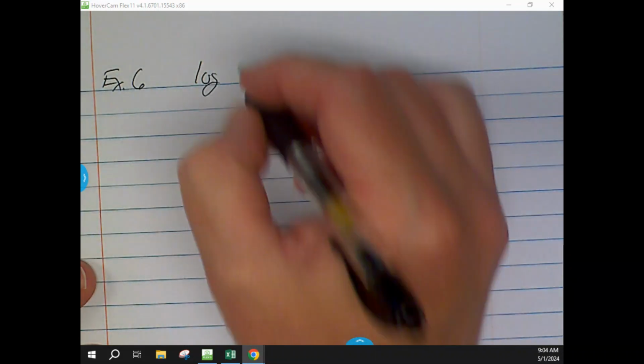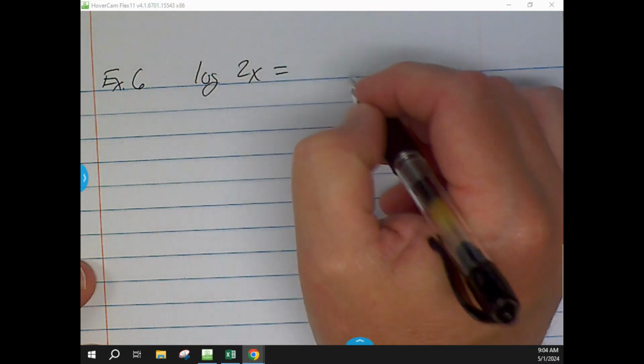For log expressions, we'll get to those next here. We'll look at some options we got for this one here. Let's go log of 2x equals 1.